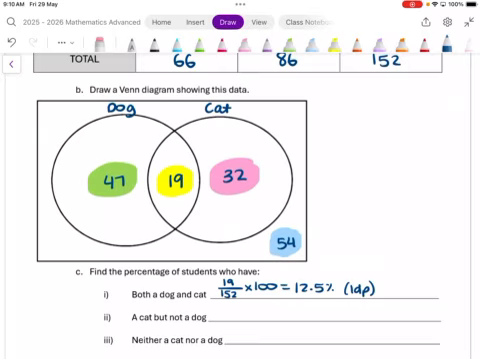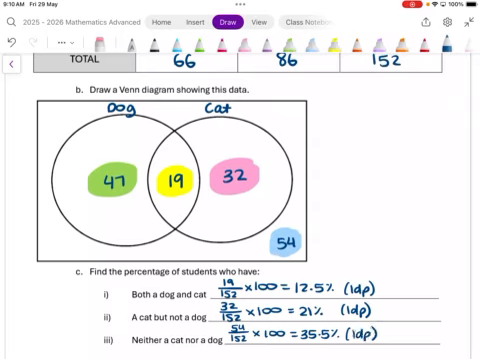We want to find the percentage of students who have a cat but not a dog. So cat but no dog is 32 over 152 times by 100, and that gets us 21% to one decimal place. And then neither a cat nor a dog is 54 out of 152 times by 100 equals 35.5% to one decimal place.